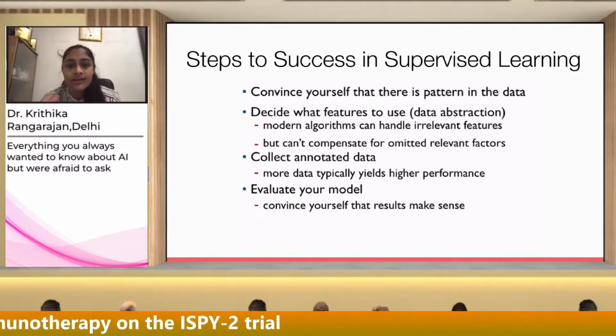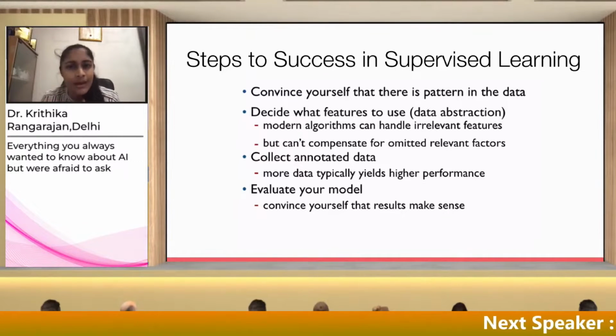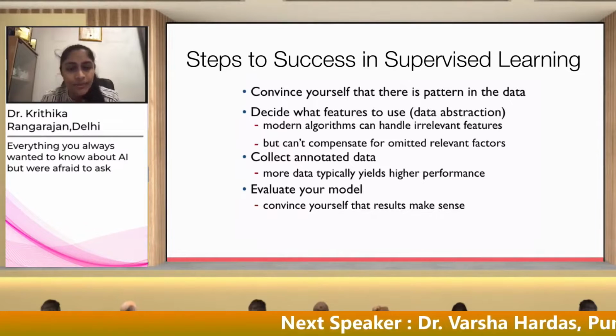The next task is to collect annotated data. Now, this is perhaps the most boring and the cumbersome step of the process.